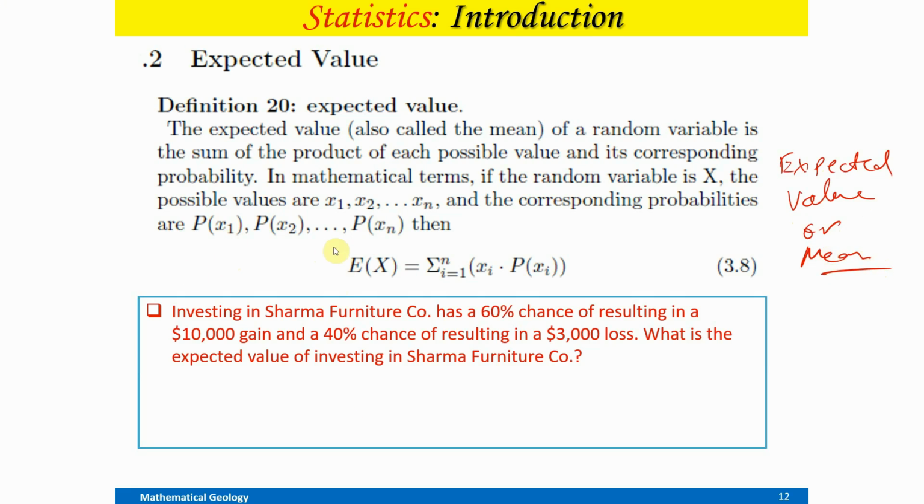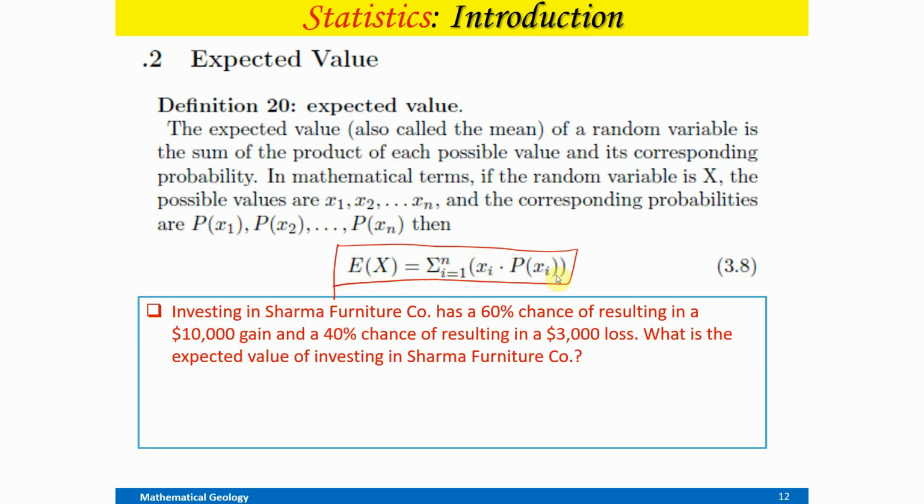So E(X) can be represented as a summation. Write this down because it will be used now. E(X) equals the sum from i equals 1 to n of xi p(xi).